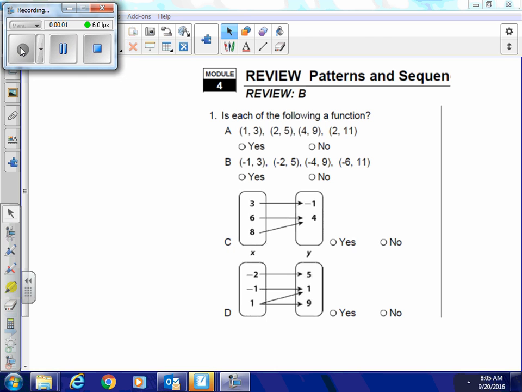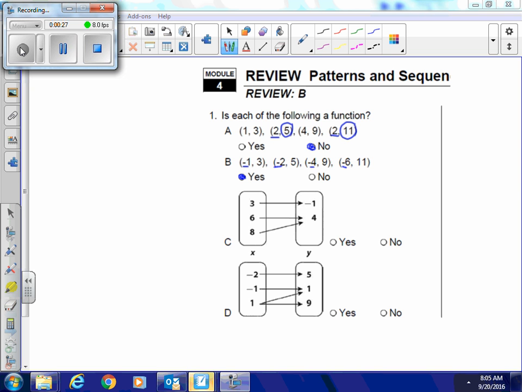This is your review for Module 4. In the first one, we're supposed to find if the following is a function. In problem A, we do not have a function because the input 2 sometimes outputs 5, sometimes outputs 11, so it's not a function. For B, every single input is distinct. We must have a function.